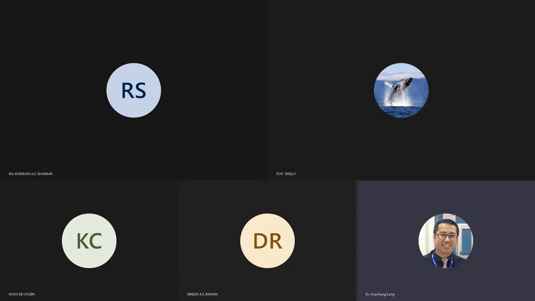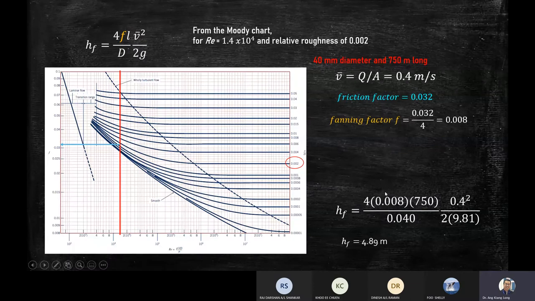Now, just to recap these slides, what is important here? We cover the heat loss, HF equal to 4FL divided by D, V squared divided by 2G. The F that I highlight with yellow color is also a friction factor. However, this friction factor we name in the textbook or in the modeling world as the fanning factor. Okay, it's a fanning factor.